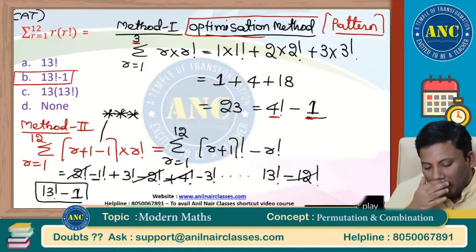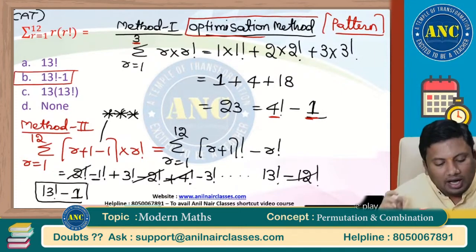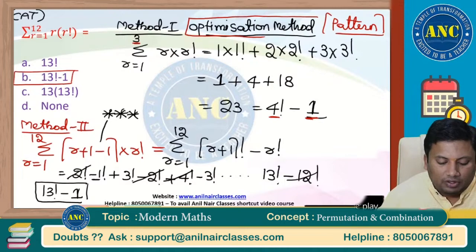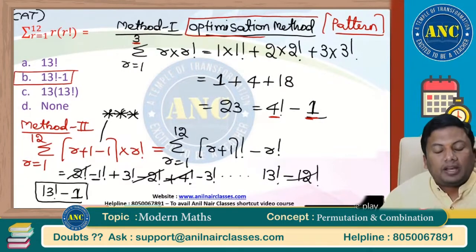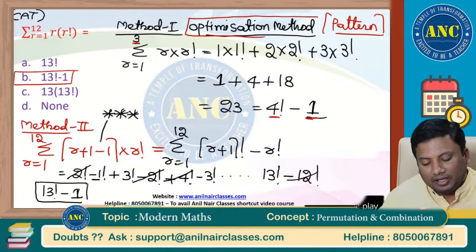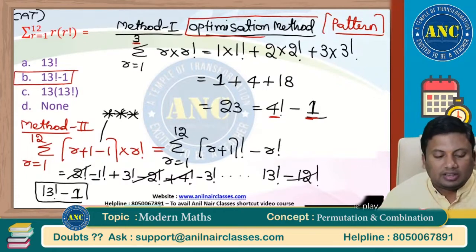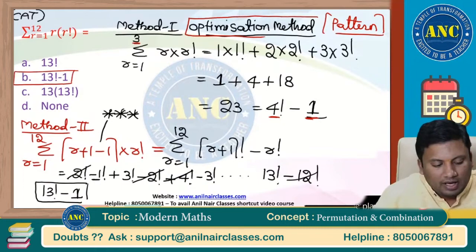R value 1, R value 2, R value 3. 2 factorial minus 1 factorial, 3 factorial minus 2 factorial, plus 4 factorial minus 3 factorial. The last remaining is 13 factorial minus 1. 13 factorial minus 1, right?